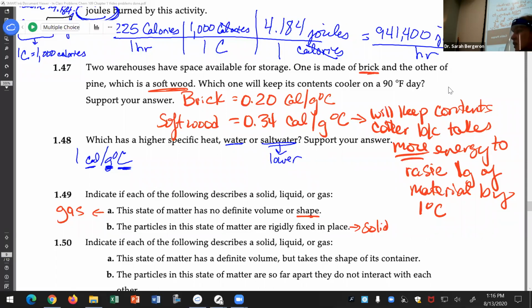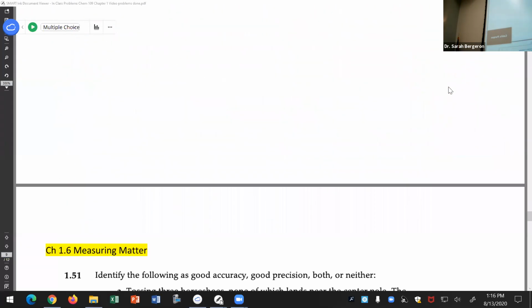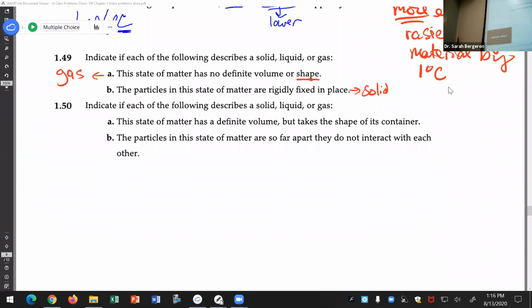Sodium what? It isn't as dense. That's true. Okay. All right. Is this our last? Oh no, we got one more section after this.